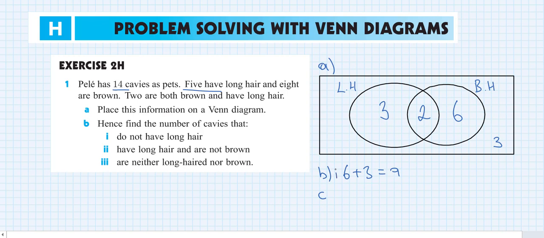It's part 1, and the second part: have long hair and are not brown. So from here we can see that 3 of them have long hair but not brown, because 2 of them have long and brown hair. So the total is 3 KBs. Let's write like this, 9 KBs here, because we're dealing with the numbers. And the part 3 are neither long hair nor brown, so the others. So there are only 3 such KBs, and they are these ones.